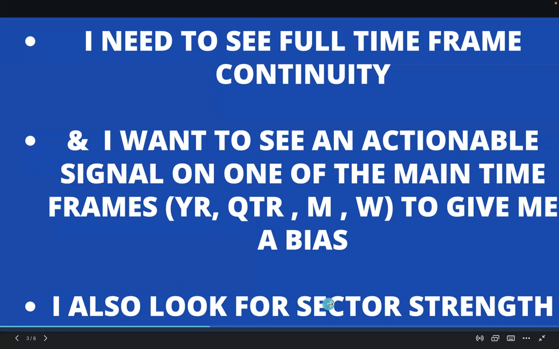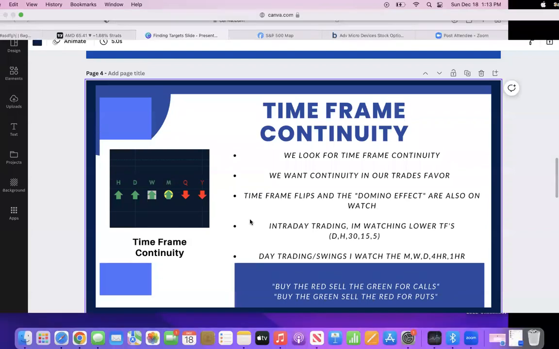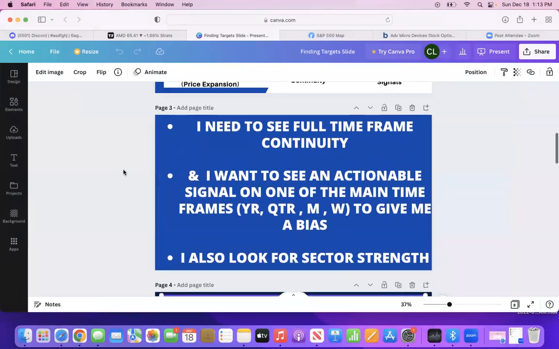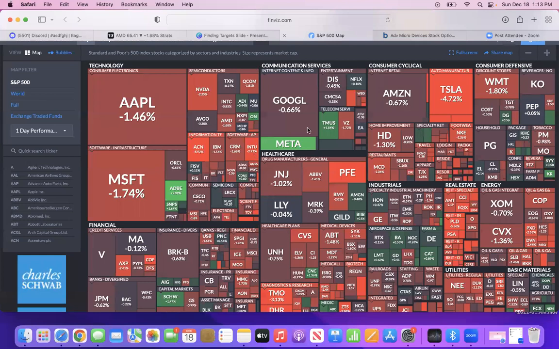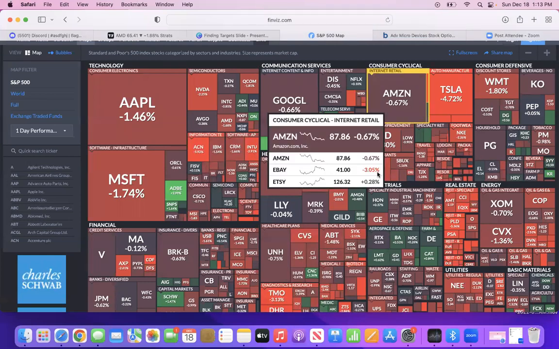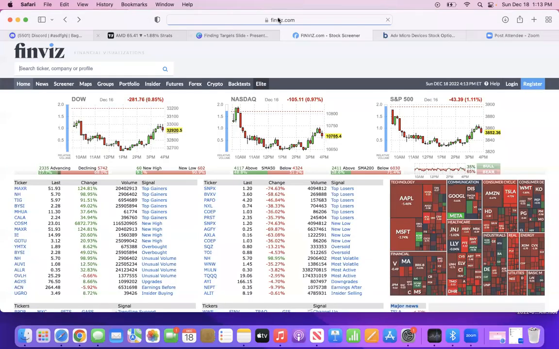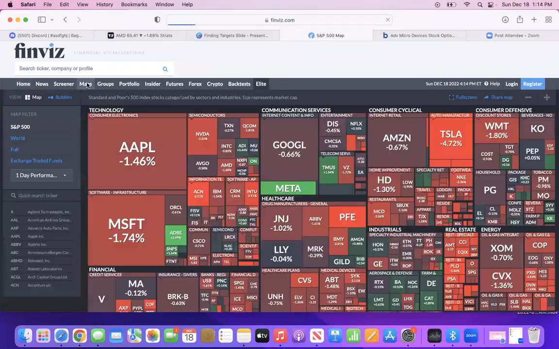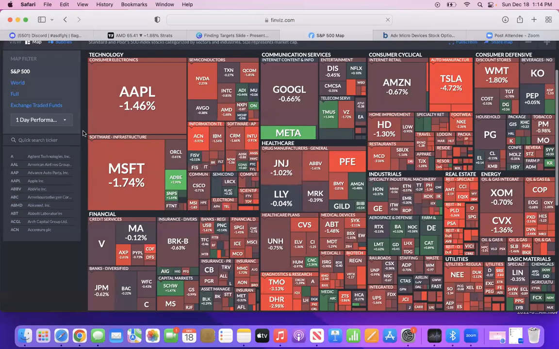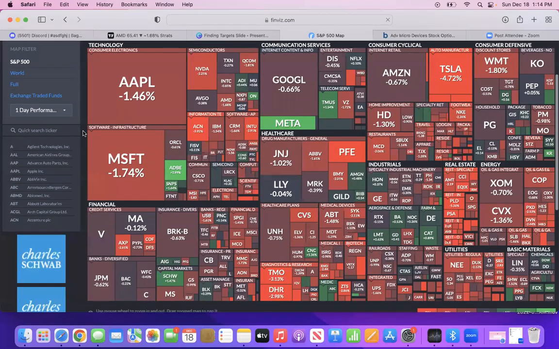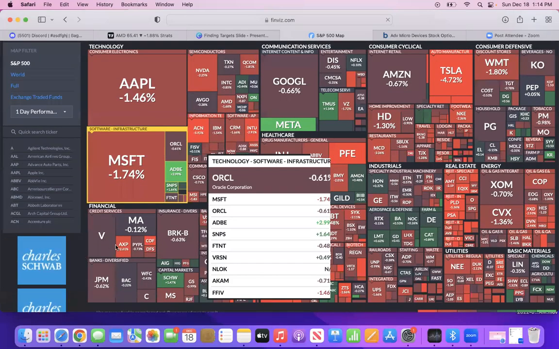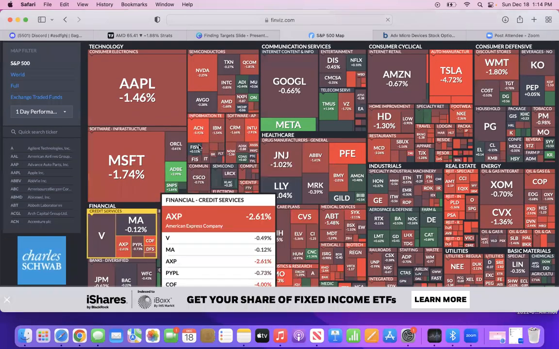I also look for sector strength. If you don't know what this is, let me go back. This is what it looks like when you look at the S&P from a sector point of view. If you've never seen this map, this is FinViz right here. All you've got to do is go to FinViz, then go to maps, and it's going to give you a heat map of basically all the sectors that make up the S&P 500. So this is tech, this is financials, XLF, this is semiconductors, communications, XLC.